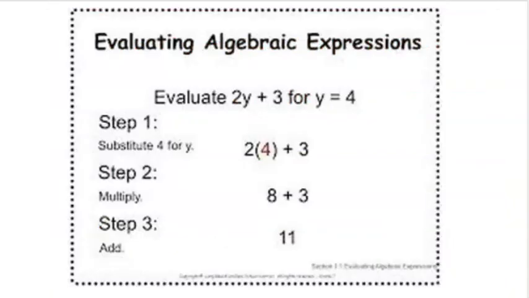Evaluating algebraic expressions. To evaluate an expression like 2y plus 3, if you're given the value of the variable, y equals 4, step 1 is to substitute or plug in 4 for the y. So you just put it right into the spot where it is in the expression. And then step 2, you have to follow order of operations. And in this case, you'd multiply 2 times 4 first. And then you can add and get 11.